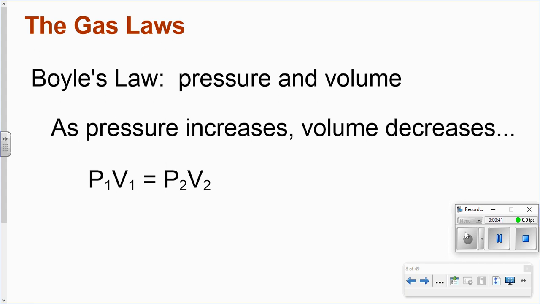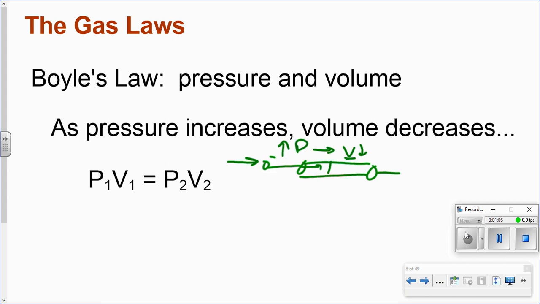Boyle's law basically says that if you push on a gas in a closed system, and here's a syringe, and here's the end of the syringe, and I push on the syringe and squeeze the gas down, the volume will decrease. So an increase in pressure leads to a decrease in volume.